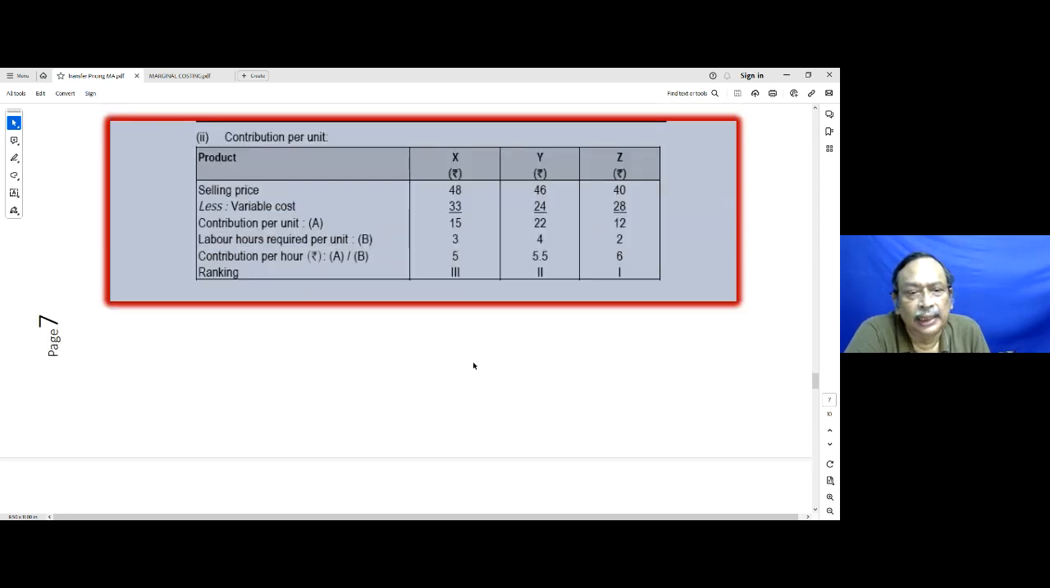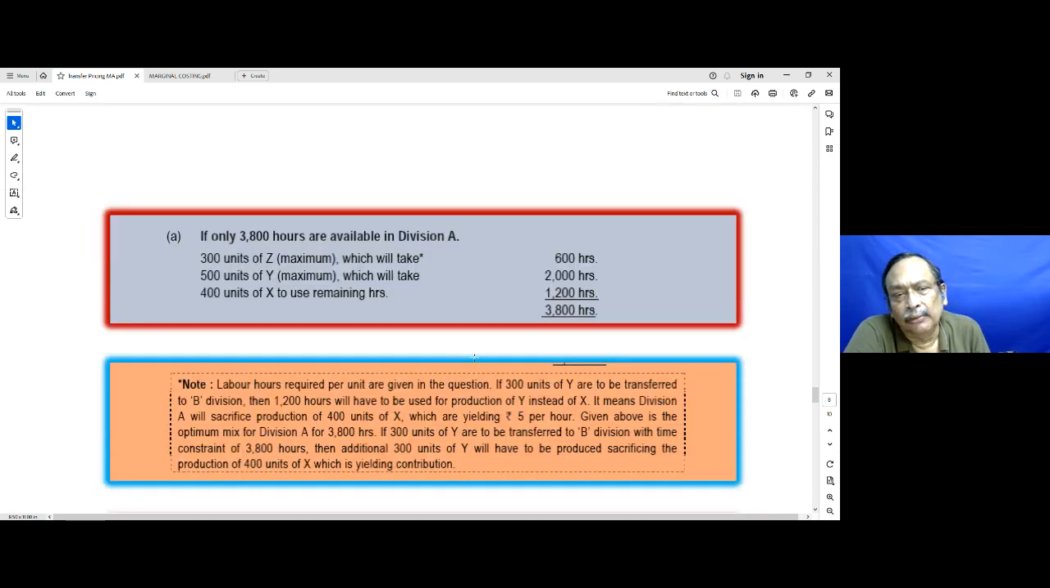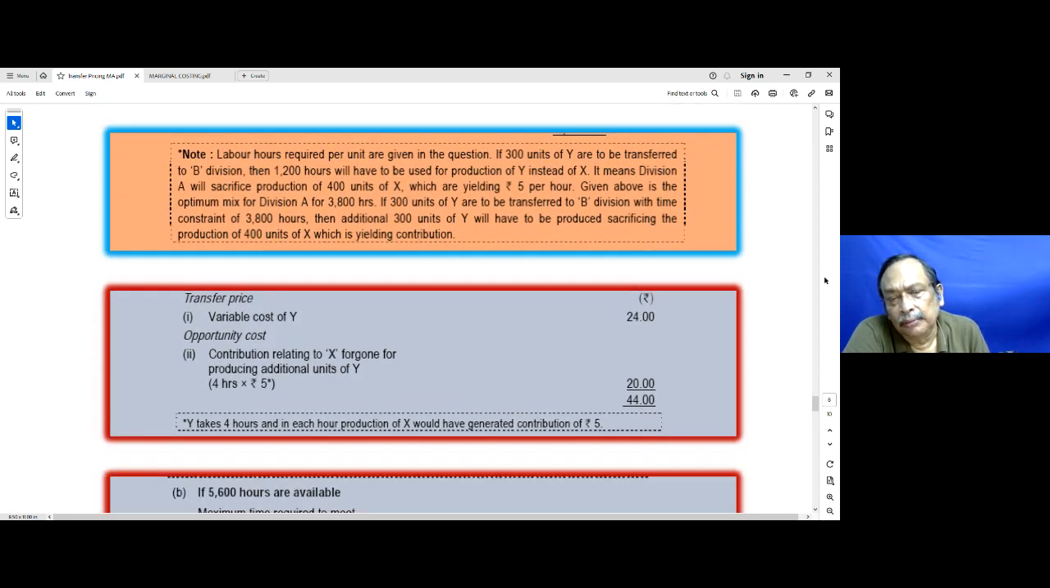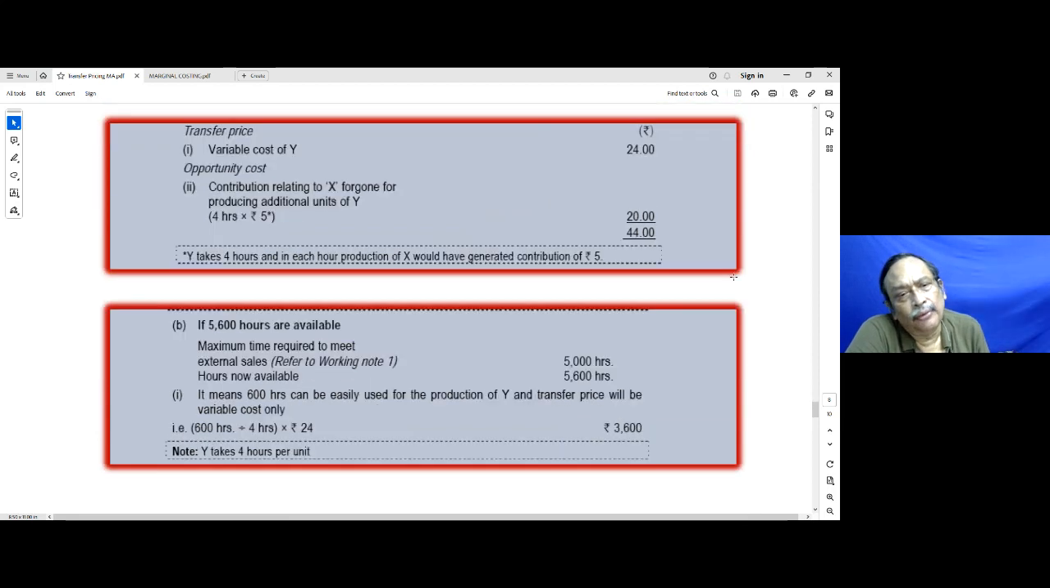Hence, in order to transfer Y to the extent of 300 units, we have to withdraw product X having least profitability, and accordingly, we are going to have the concept of variable cost because we are transferring the product Y. Hence, variable cost of product Y is 24, and there is an opportunity cost because Y requires 4 hours, and you are going to lose a contribution of rupees 5 per hour if product X is withdrawn from the market. Hence, the transfer price will be 44.